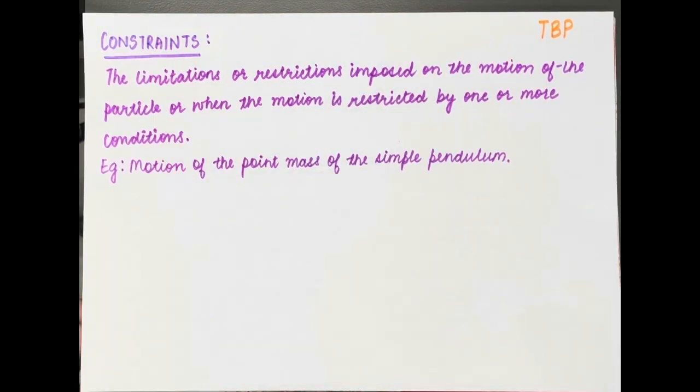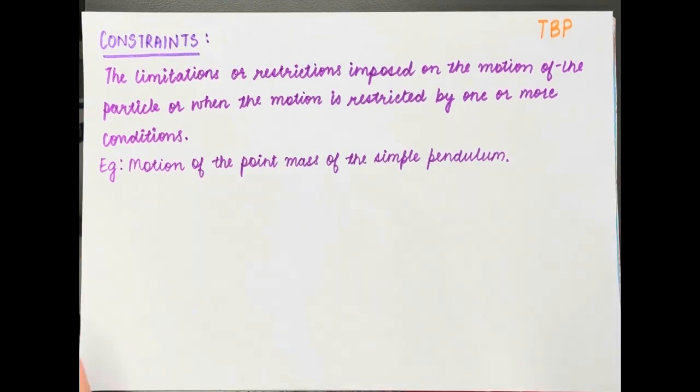Physicist. We are studying the Lagrangian formulation, and the very first topic of Lagrangian formulation is constraints. We will be studying what are constraints, why do we need constraints, and the classification of constraints in this video. Now let us read the definition of constraints.